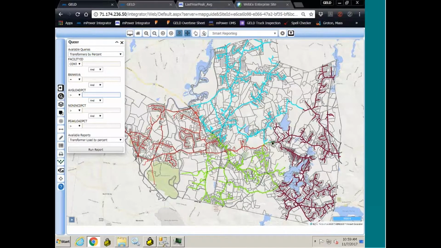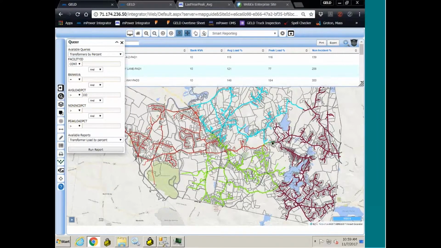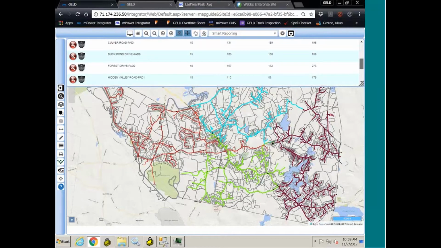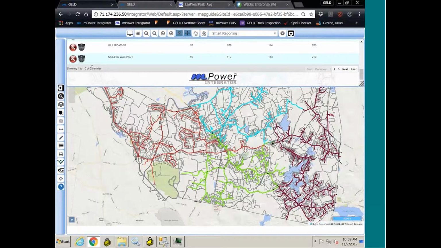And if we look at average load, that's going to be the 24 hours in a day the way we have the report set up. So these transformers are going to be the transformers in our system on our peak day that had a load higher than 100%. Right now, you can see we have 23 transformers in our system where our peak day this year went over 100%.